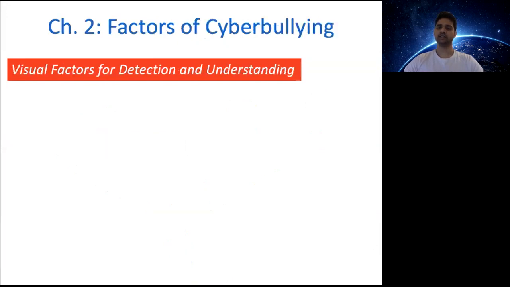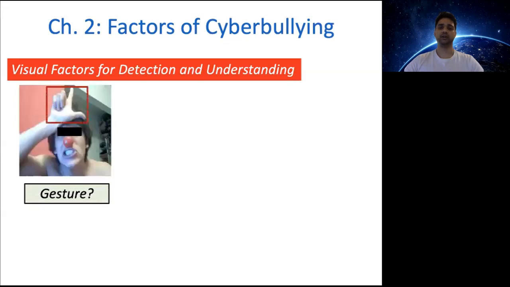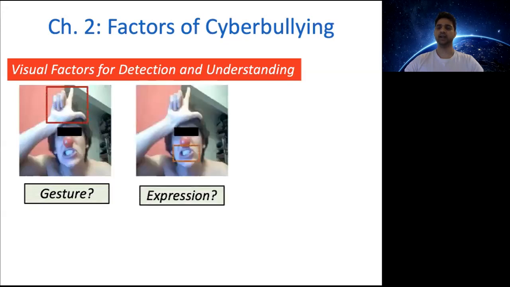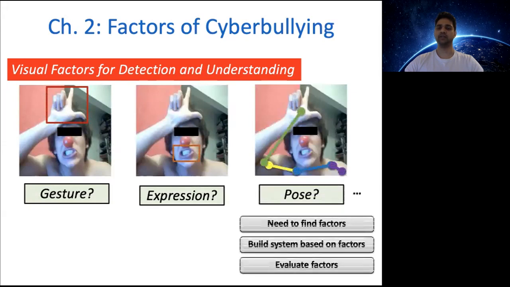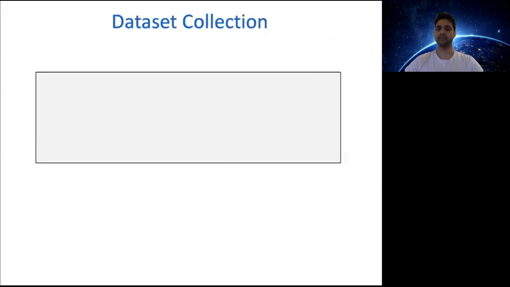The second challenge is to catalog the visual factors in order to detect and understand cyberbullying in images. However, this is not a straightforward task, as there could be multiple such visual factors. Thus, we need to find the visual factors of cyberbullying in images, build detection systems based on these factors, and evaluate the effectiveness of these factors.